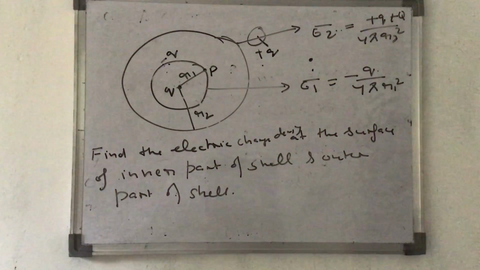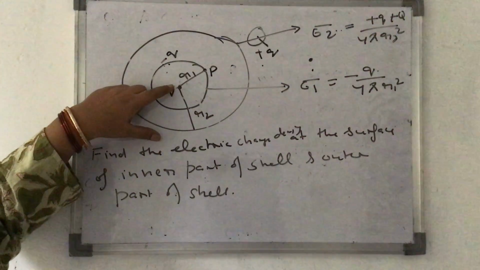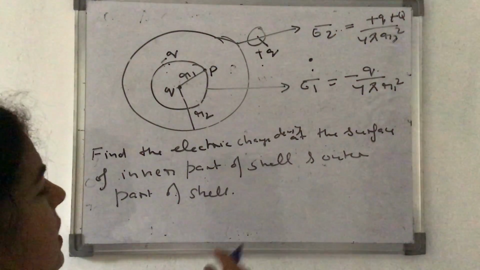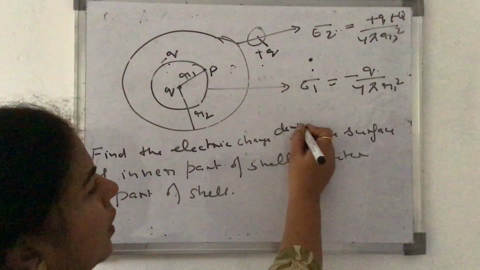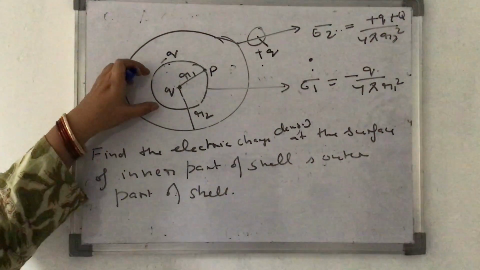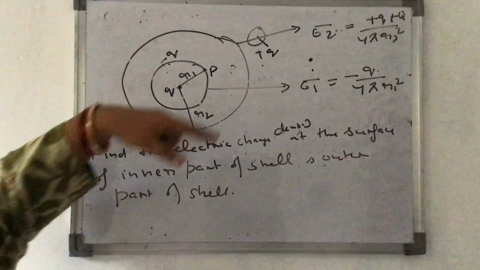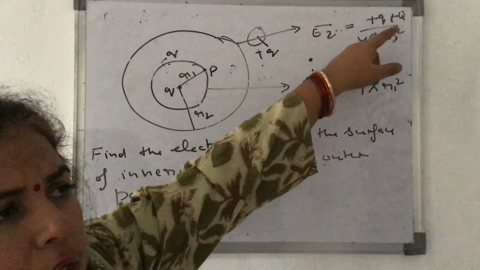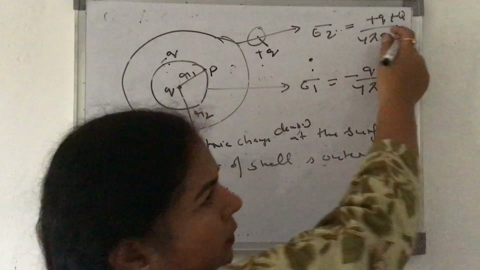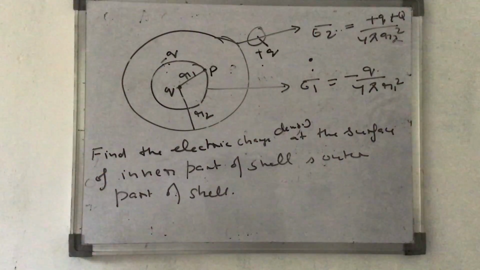I repeat, what was the question? You had a spherical shell which had a charge capital Q. Inside we have kept a small q charge. They are asking to find the surface charge density at the inner part of the shell and the outer part of the shell. For the inner part, the charge is minus q, so this becomes the surface charge density. For the outer, sigma 2 is small q plus capital Q divided by 4 pi r square. Why 4 pi r square? It's a sphere, that's why. All right.